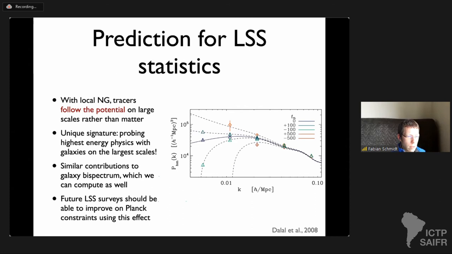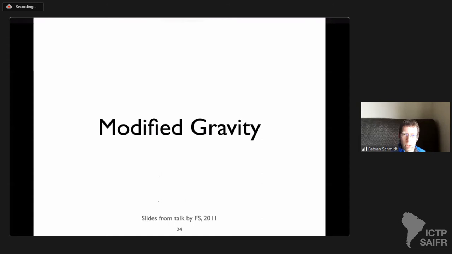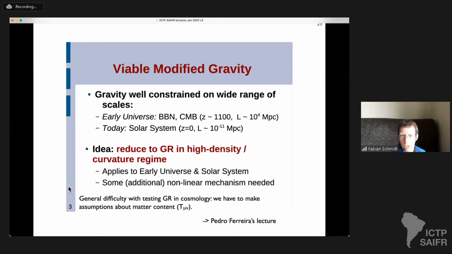So next topic, modified gravity. You are lucky to have Pedro Ferreira lecturing next week. He will cover this topic in quite a bit of detail, I hope. I just wanted to illuminate a few aspects of how large-scale structure can constrain gravity. When we want to modify gravity in cosmology, we have a bit of a challenge, right? Because gravity is really well constrained in the solar system today, and also in the early universe by the CMB, for example. So you want to modify it in such a way as not to break these things, because you would immediately be ruled out.